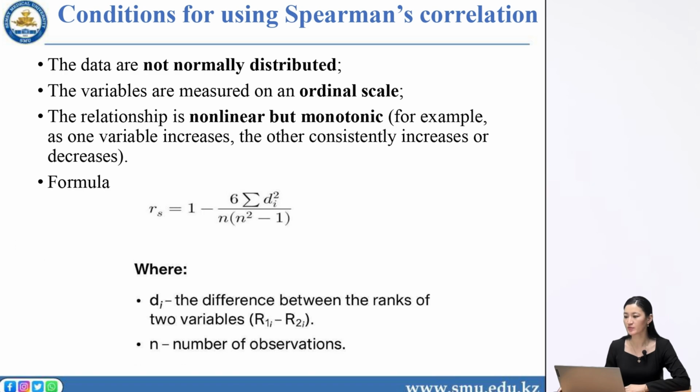Conditions for using Spearman's correlation. The data are not normally distributed. The variables are measured on an ordinal scale. The relationship is nonlinear but monotonic. For example, as one variable increases, the other consistently increases or decreases. Here you can see the formula of Spearman's correlation.